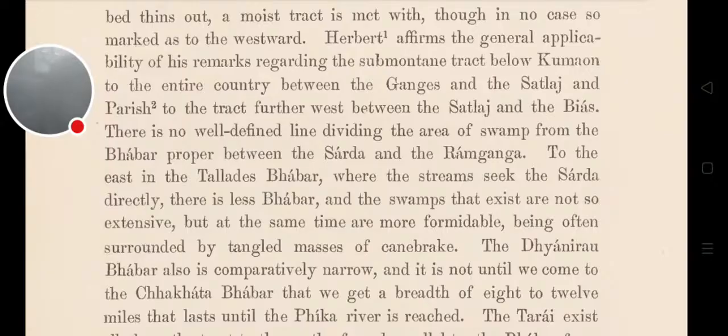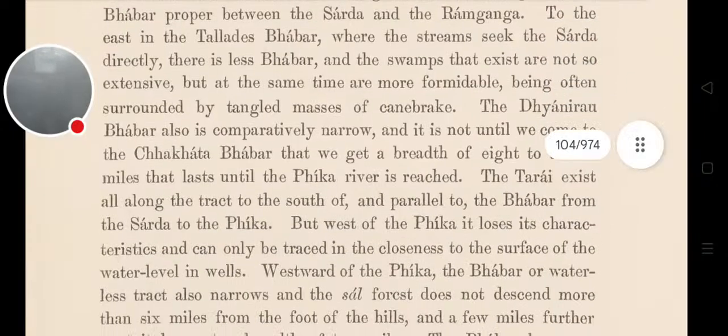To the east in the Talladesh Bhabar, where the streams seek the Sarda directly, there is less Bhabar, and the swamps that exist are not so extensive, but at the same time are more formidable, being often surrounded by tangled masses of canebrake. The Dhyanirao Bhabar also is comparatively narrow, and it is not until we come to the Chakhata Bhabar that we get a breadth of 8 to 12 miles that lasts until the Fika River is reached.